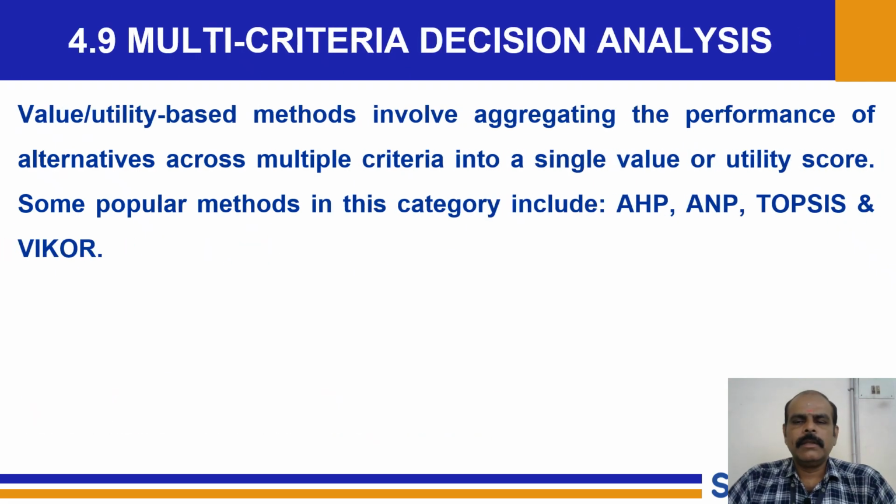The second category is value utility based methods, involving aggregating the performances of alternative scores, multiple criteria into a single value or utility score. Some popular methods in this category include AHP, ANP, TOPSIS and VIKOR. AHP is analytical hierarchy process, ANP is an improvised version of AHP, analytical network process, then TOPSIS is technique for order of preference by similarity to ideal solution, and VIKOR.